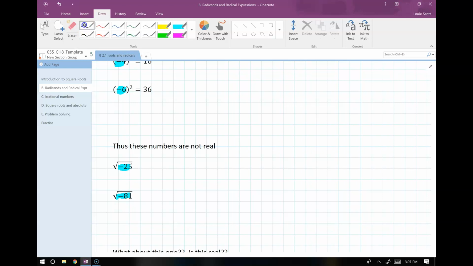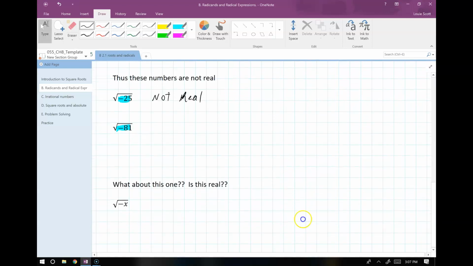So if somebody says, give me the value of the square root of negative 25, you can say not real, or you could say imaginary. You can say not a real number. You can't say undefined, though, because it does have a definition. It's just in imaginary land that we're not going to touch on in this class. They are defined. They're just not real numbers, which sounds a little strange.